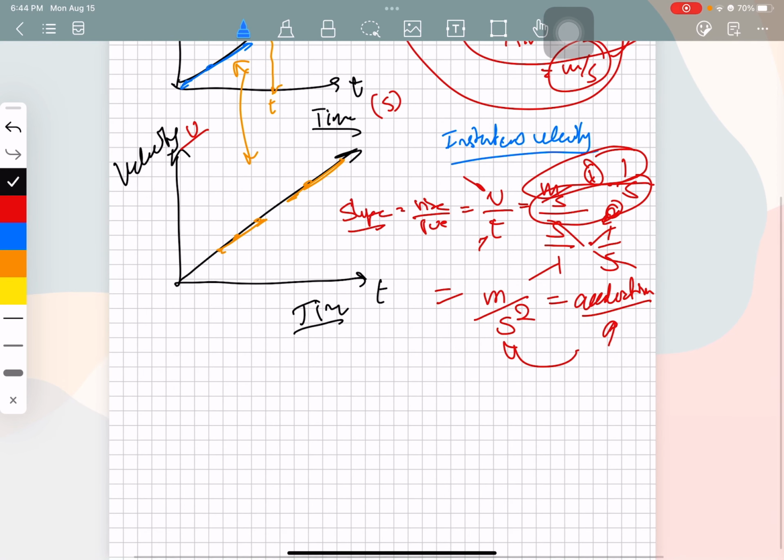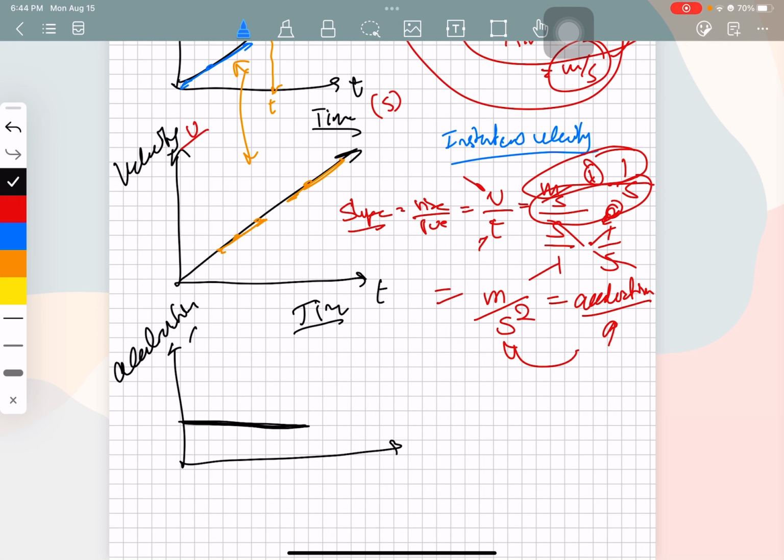So let's have another graph here. If you copy that, it's going to be here. Now this changes, that's your acceleration. Let's name it A. That's your time, it stays the same, because we're depending on time as we go through.